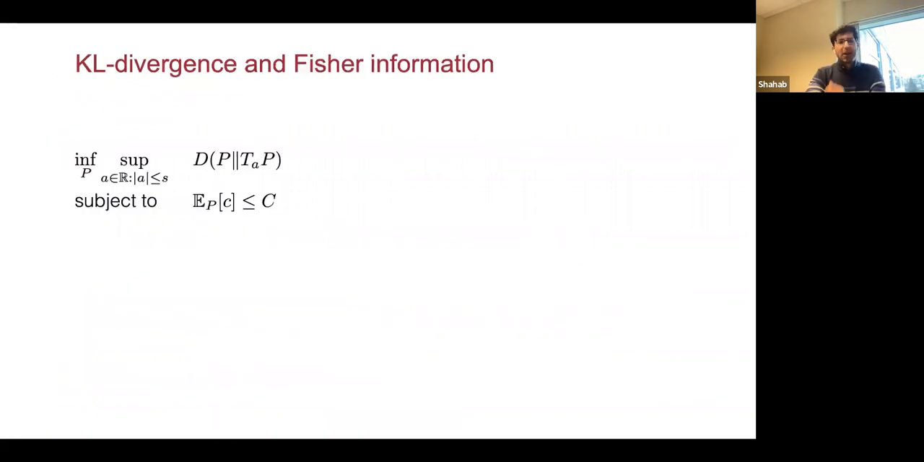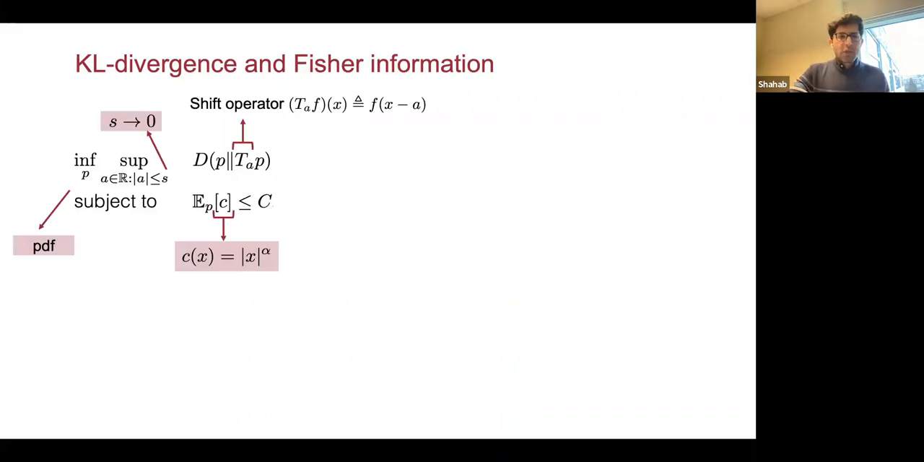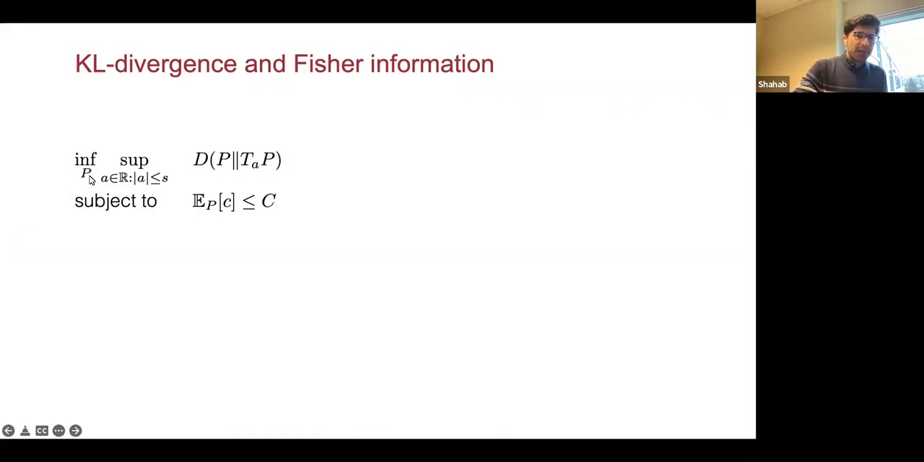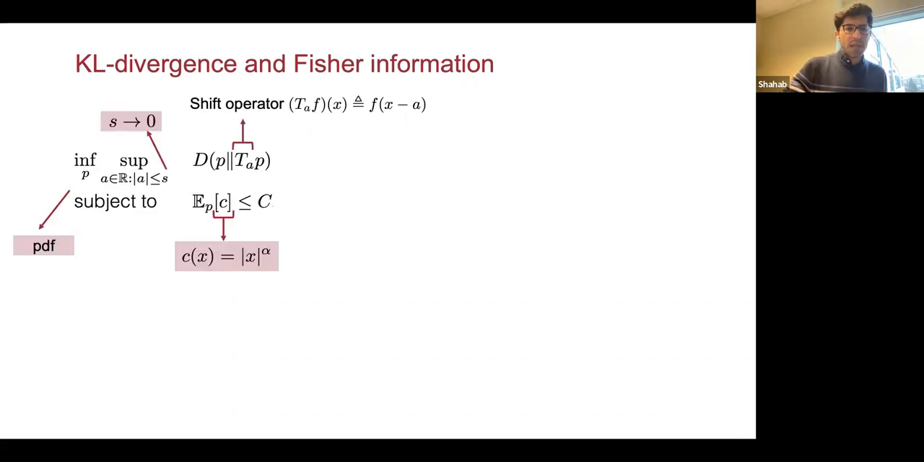Okay, so this is the optimization problem that we had. And now, this probability measure is actually absolutely continuous. So let me write everything in terms of the PDF. So now we have this PDF P, we have again this KL-divergence between this PDF P and its shifted version, and now the cost function again is with respect to the noise PDF. And again, this C can be anything like x to the power alpha. But here, the assumption is that the sensitivity is very, very small.